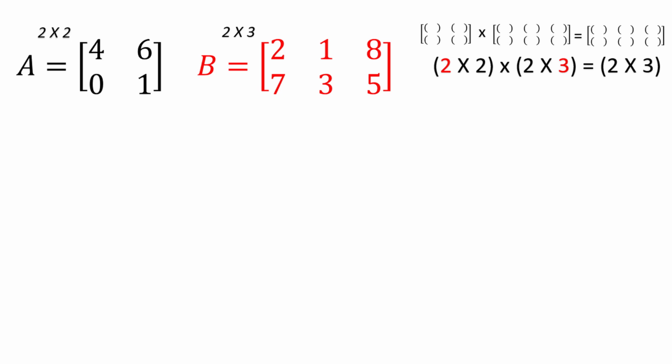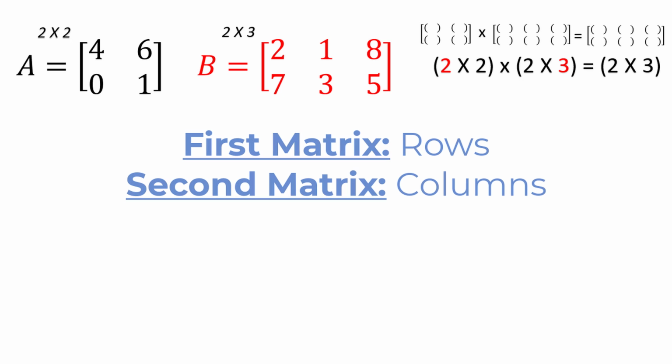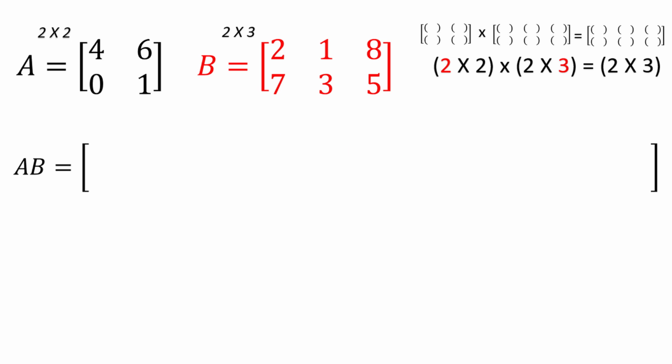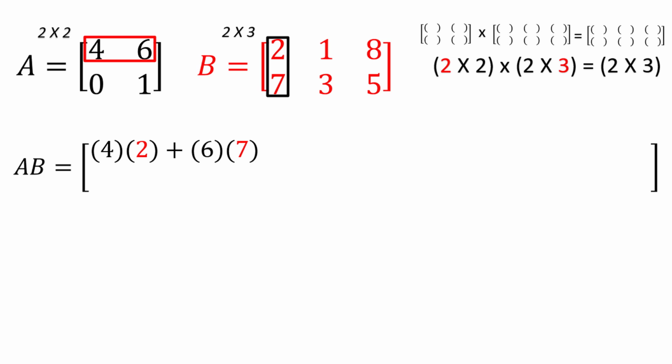What you need to remember for matrix multiplication is that for the first matrix listed, you will be considering the rows, and for the second matrix listed, you will need to consider the columns. This is how you do it. For the very first entry, you need to multiply the first row of A by the first column of B. The first row of A contains 4 and 6, and the first column of B contains 2 and 7. So we multiply 4 times 2 and then add that to 6 times 7.